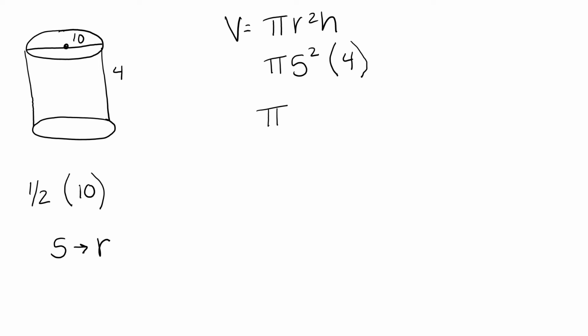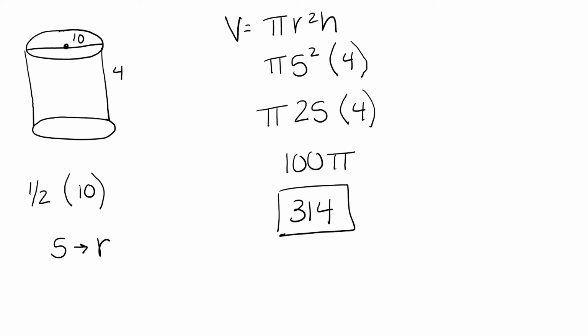Solving exponents first, 5 squared is 25. 25 times 4 is going to give us 100. And the directions tell us to multiply by 3.14 for pi. So 100 times 3.14 gives us 314. We don't have to round because there's no decimals in our answer.